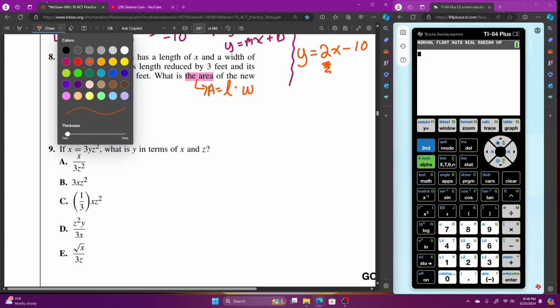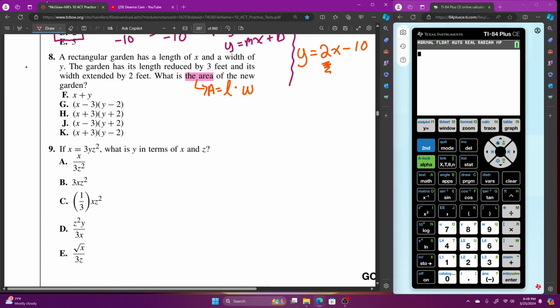And it says that the length is reduced by 3. Length x is reduced by 3. So what's the x and 3 doing together for the length? Reduced means it's subtracting. So you're out, you're out, you're out.